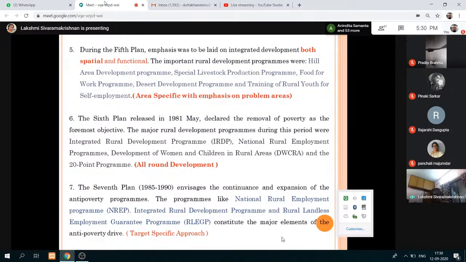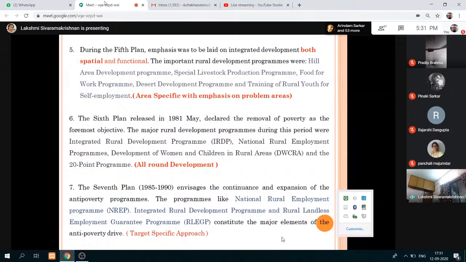Now, in the sixth 5-year plan, they realized that all-round development of the villages was required. So the integrated rural development program was initiated. However, this time the focus was on removal of poverty. So all the programs were focused on the population below the poverty line. Now, over here, they gave emphasis to all-round development in the villages. This program to some extent was successful.